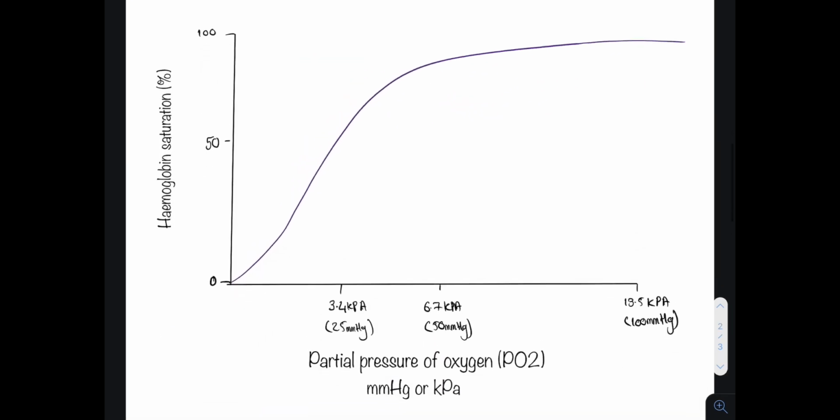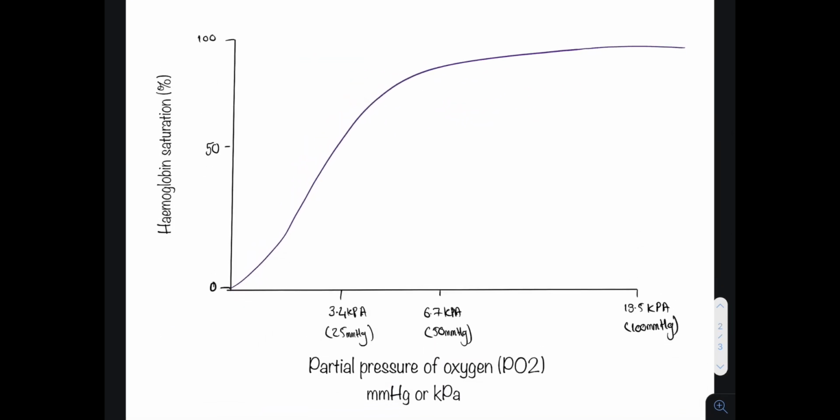So let's take a closer look. This is the oxygen hemoglobin dissociation curve. On the x-axis, we have the partial pressure of oxygen. So this is the amount of oxygen dissolved in the blood. It is measured as kilopascals in the UK and millimeters of mercury in the US. On the y-axis, we have how much hemoglobin is saturated with oxygen, and this is given as a percentage.